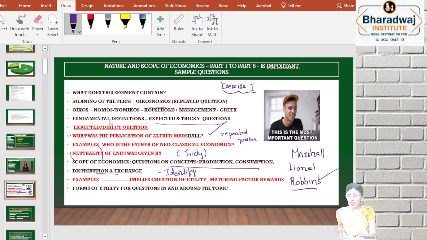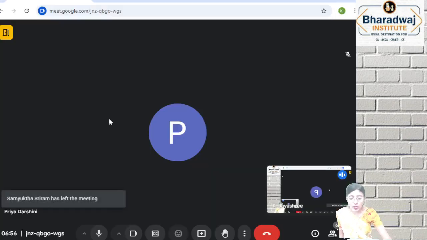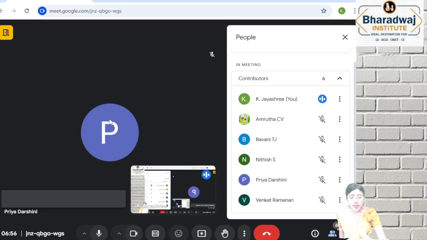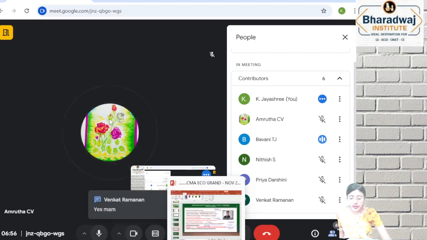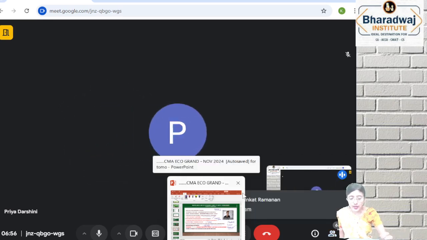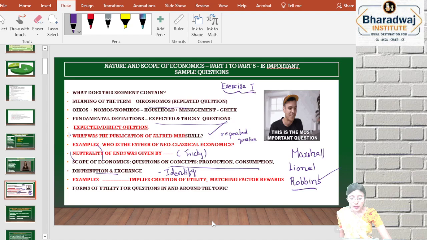Okay, now look at a small example for you. Please jot down this question. Also expected, you are having two questions to do here. Dash implies creation of utility. Online students, are you doing the exercise? Amrita, Bhavani, Nitish, Priya, Venkatraman? Yes, please do the exercise and check your answers when we give the answer, right? Because they are all taken from scanner's expected questions.